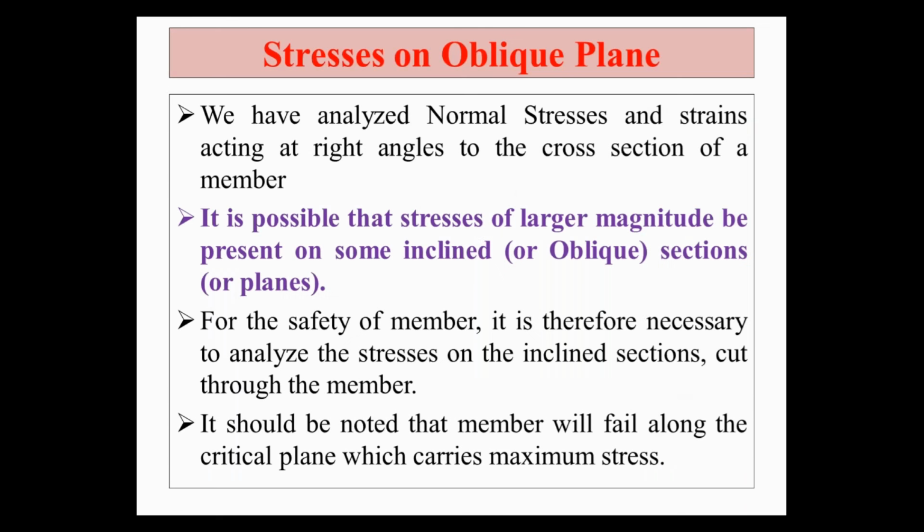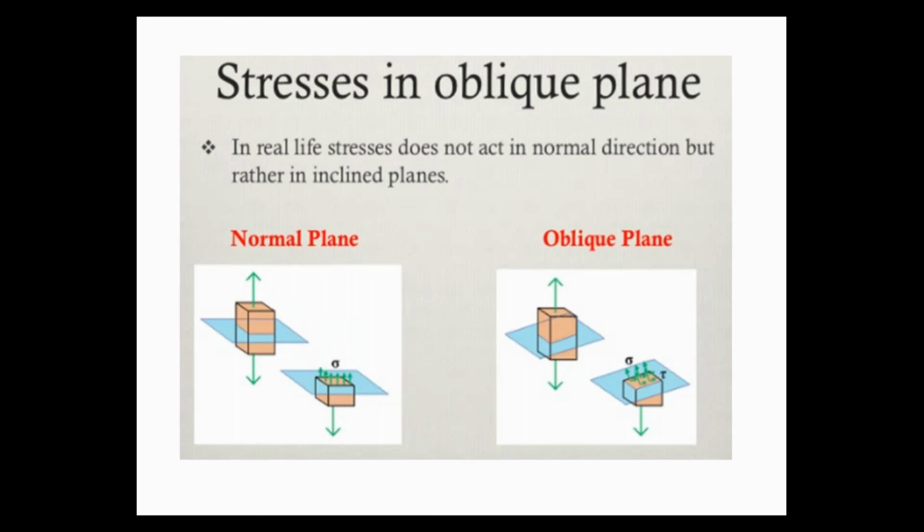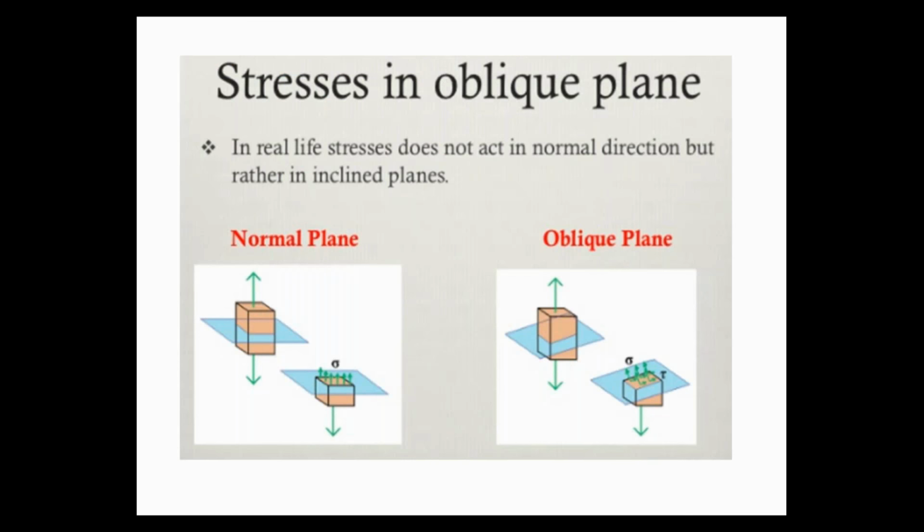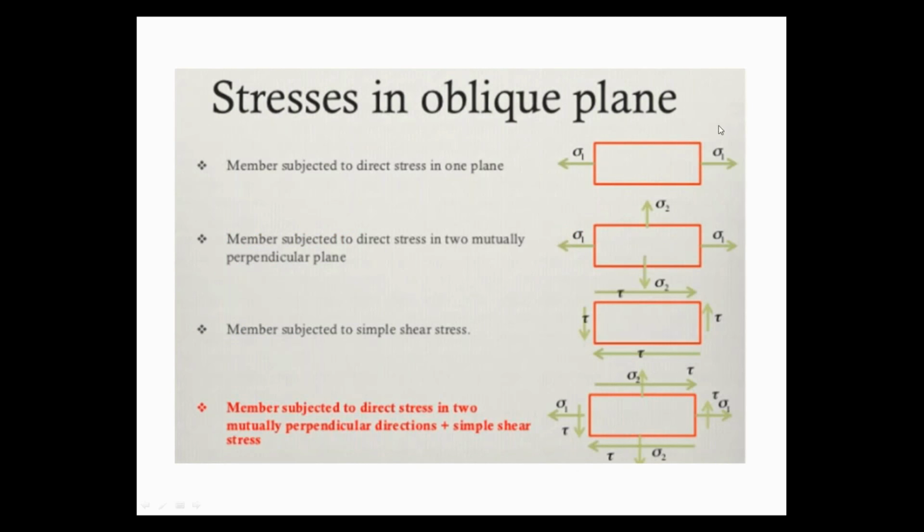So we have started with the stresses on the oblique planes. Stresses of larger magnitude may be present on some inclined section, so for the safety of the member it is necessary to consider the inclined plane. On an oblique plane there are two stresses, sigma and tau, that is sigma theta, tau theta. Then the different cases for the oblique planes.